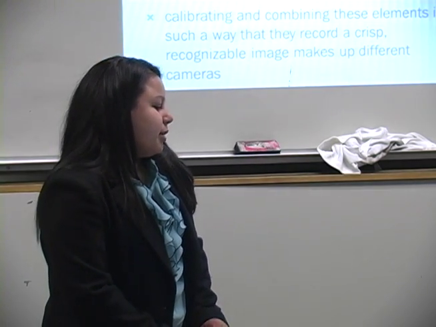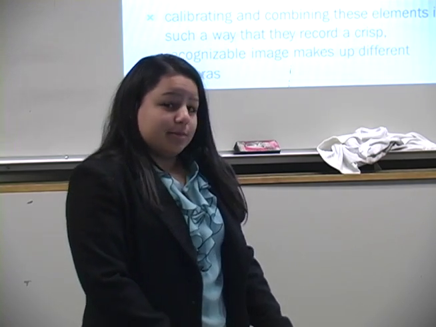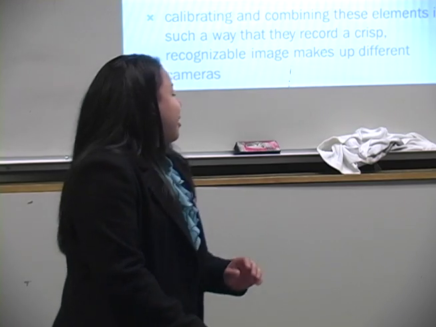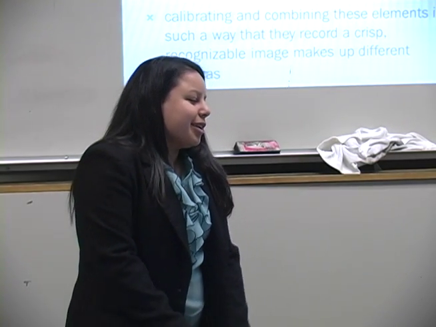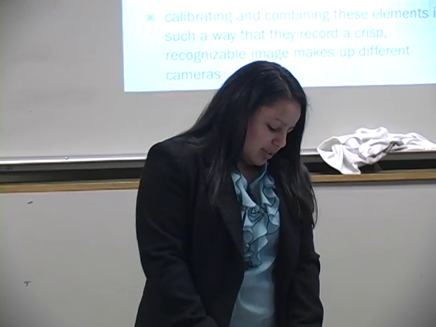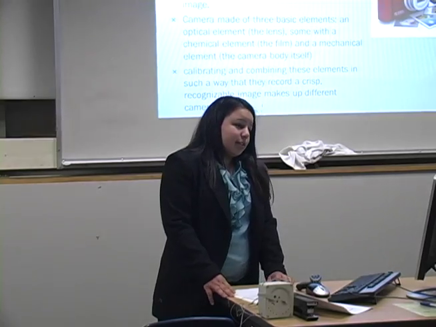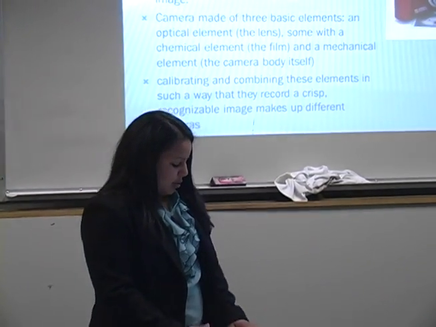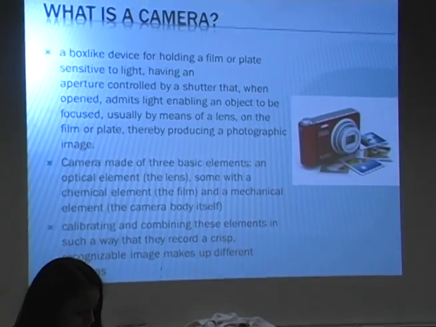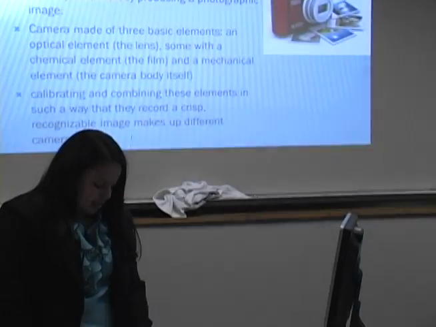Cameras are made of three basic elements: an optical element, some with chemical elements, and a mechanical element. Collaborating and combining these elements in such a way that they record a crisp, recognizable image make up different cameras. Photography was one of the most important inventions in history. It has truly transformed how people think of the world in general. And as you can see, there are plenty of different cameras out in the world.